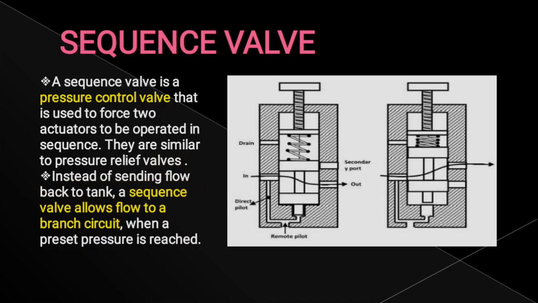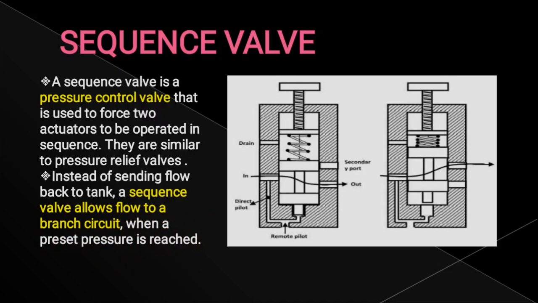Liquid is going to be transferred back to the tank. But in the sequence valve, what happens? A sequence valve always flows to a branch circuit. It will transfer that liquid to the next sequencing operation, that is, it is going to be sent to the next cylinder. So there is a change in the sequence valve when a preset pressure is reached. If the preset pressure is reached, the liquid is then transferred to the next cylinder.